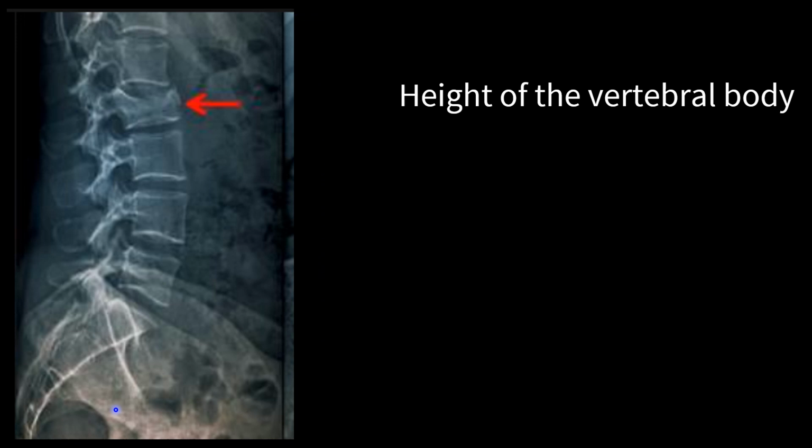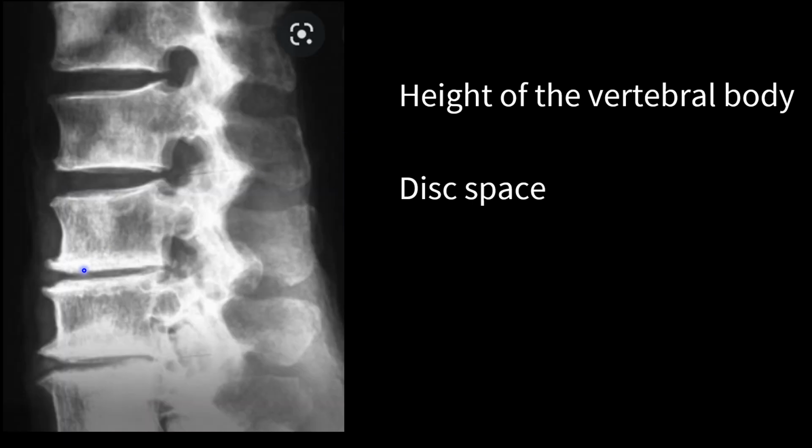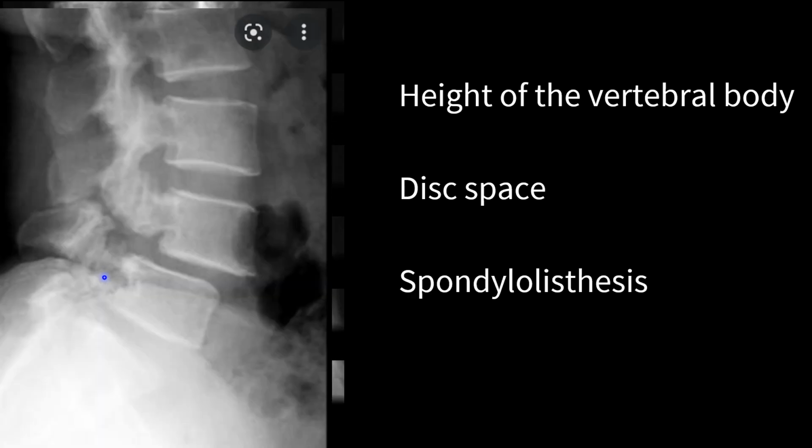So what do you look for in a lateral view? You look for the anterior and the posterior alignment, whether it is all right, and the height of the body. If the height of the body is decreased, it's a compression fracture. Look at the disc space. This is a normal disc space, and there will be narrowing of the disc space in a degenerative condition. It's a chronic disc prolapse.